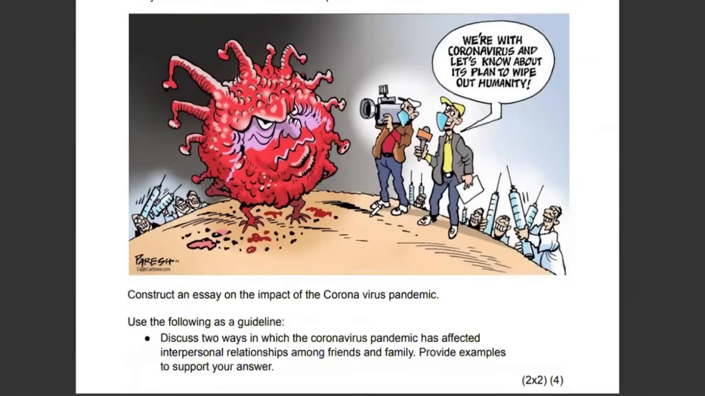So we do have an image, a cartoon, which is there. That is the coronavirus. Then we also have the media holding cameras, holding microphones. Then we also have the medical personnel also trying to fight against the coronavirus.